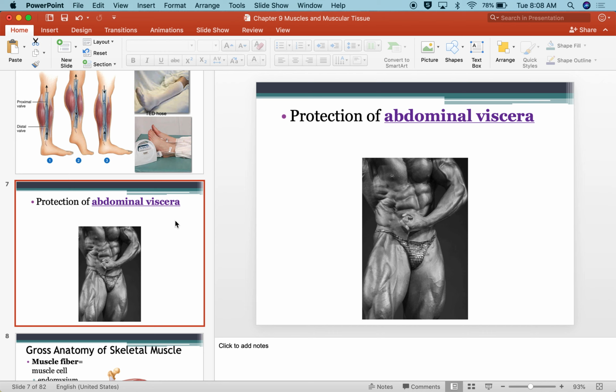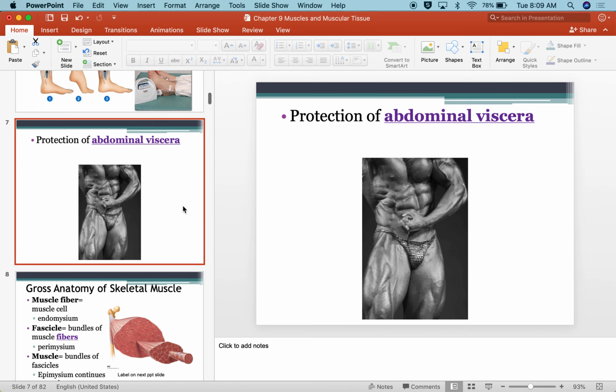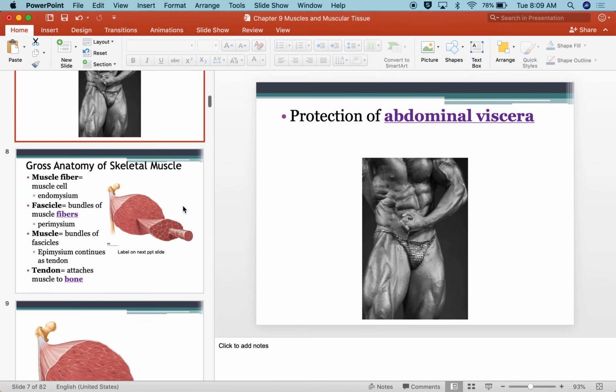Muscles are also protection for your abdominal viscera. So you've got this bony cage here in your ribs, you've got a bony cage around your pelvis, but there's no bony cage around your belly. So we've got several layers of muscle that act to protect all of that stuff that's in there.